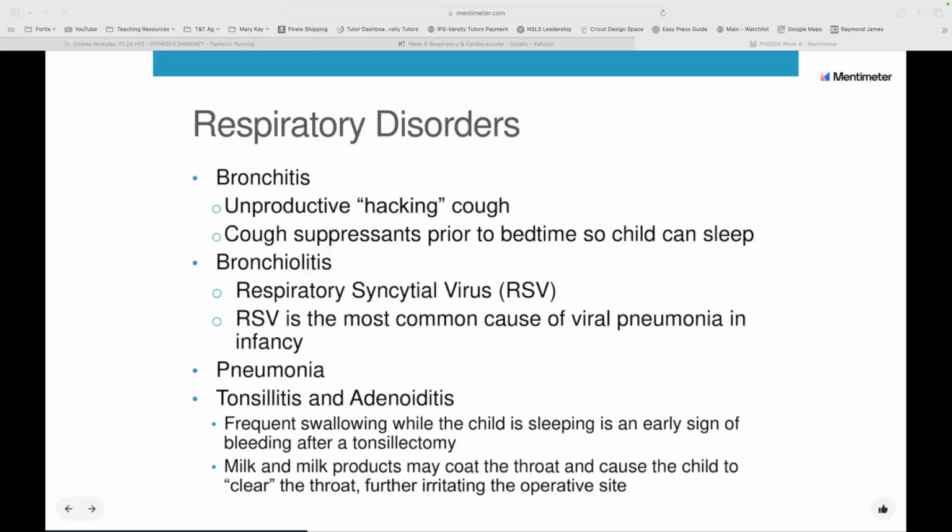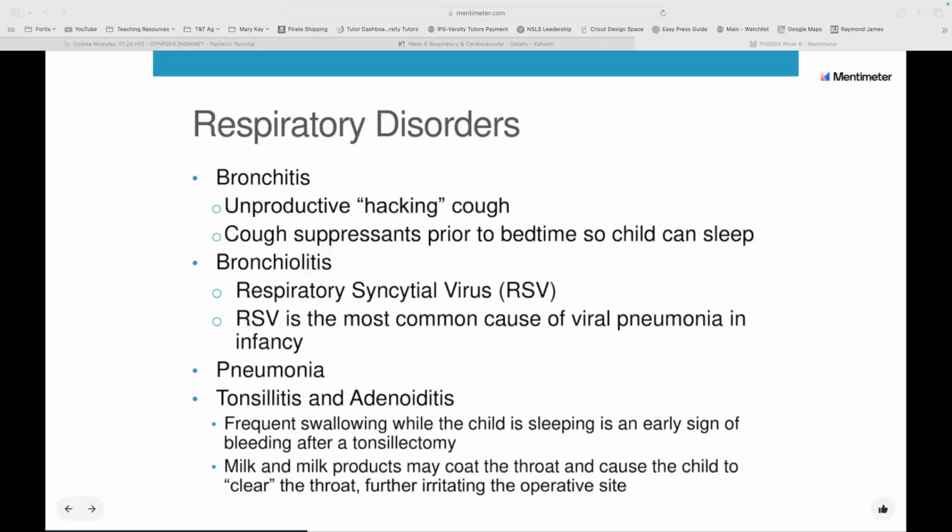And then we see pneumonia. So RSV is going to be one of the most common causes of viral pneumonia. And our symptoms are going to vary with pneumonia depending on how old the child is and what organism is responsible for causing pneumonia. But a lot of times we get a dry cough, a fever, they've got tachypnea. Their respirations are going to be shallow because it's painful because of how much they're coughing.